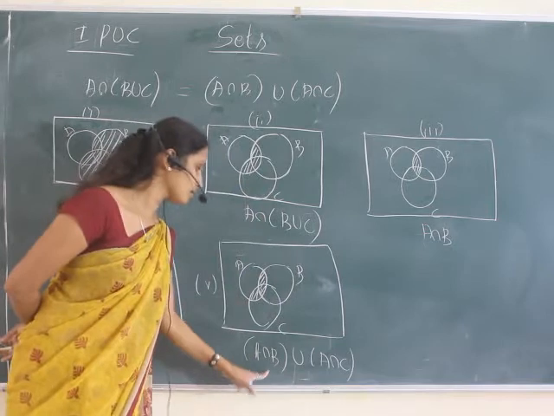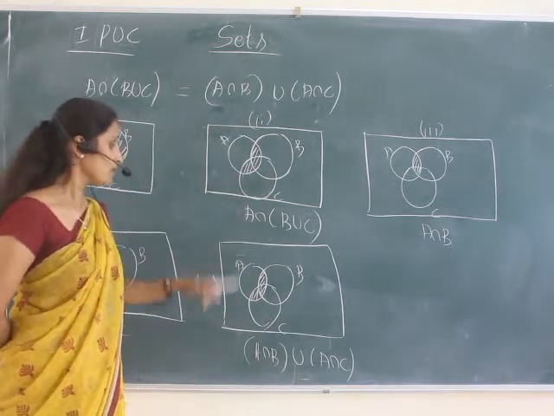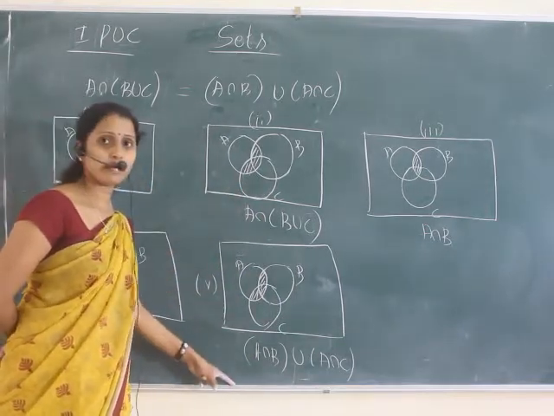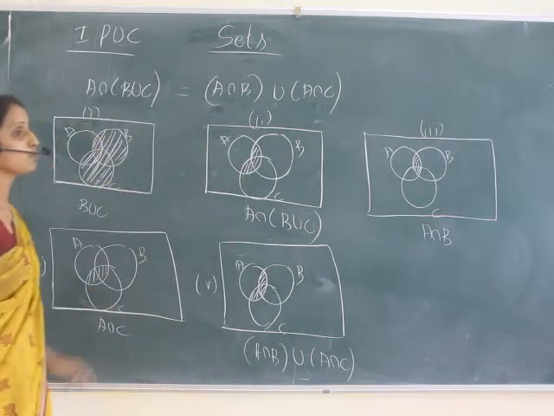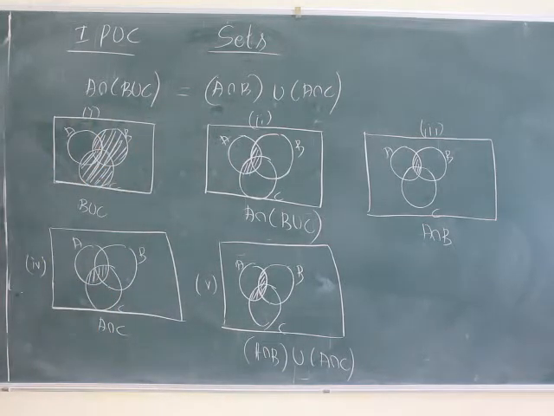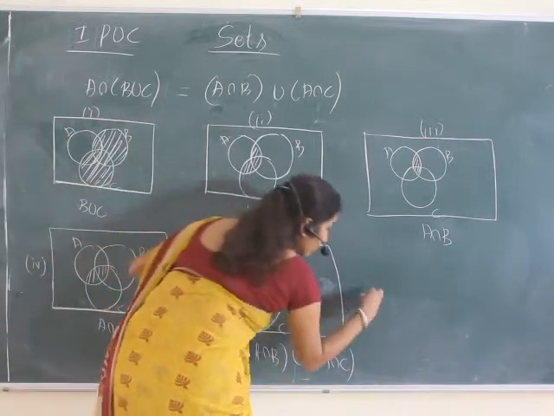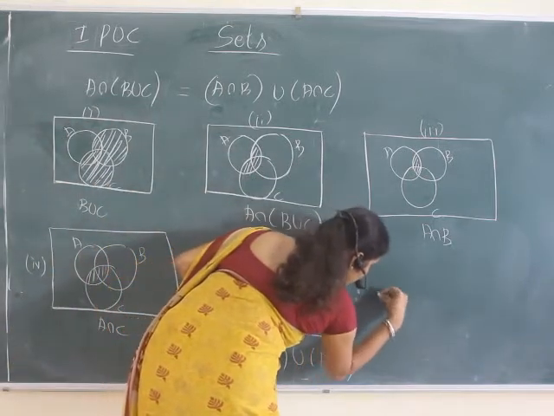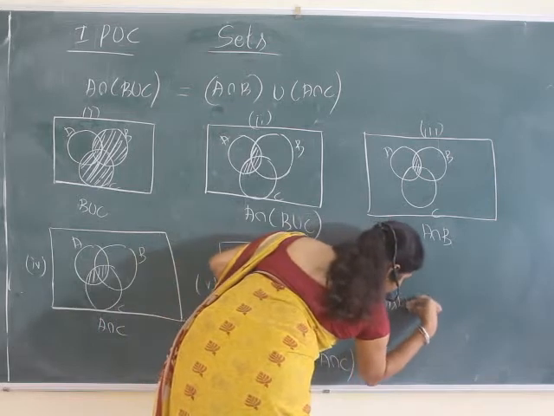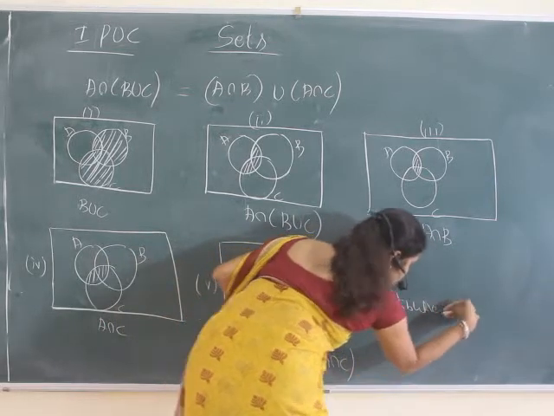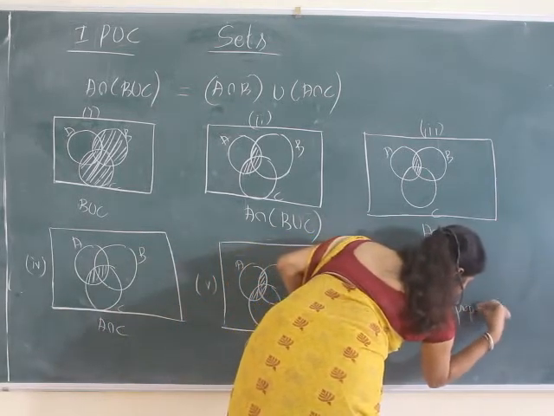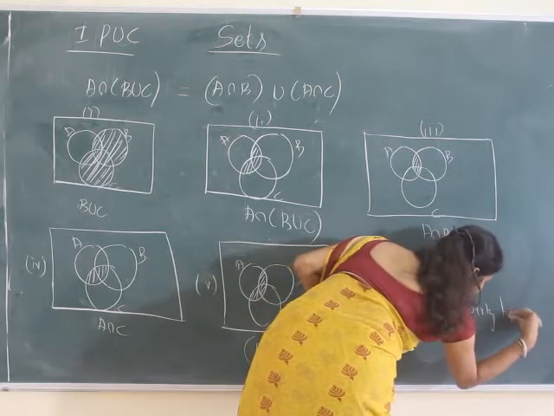These two are the same from the Venn diagram. Therefore, the distributive property holds.